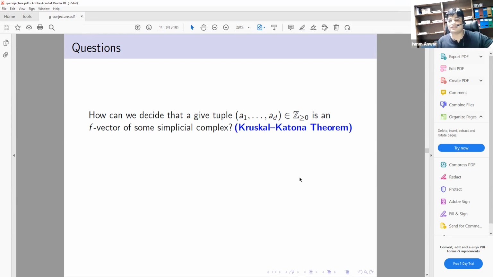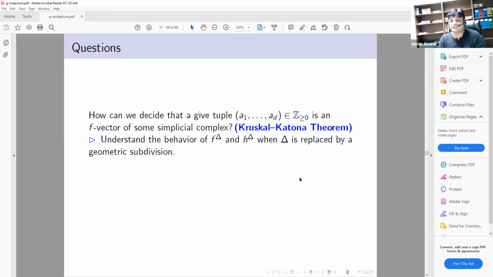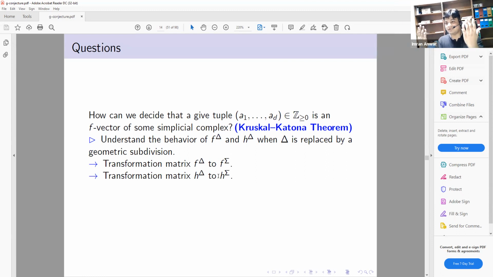And this question was answered by Kruskal and Katona. I mention this particular result to show you what kind of questions can arise from a very simple setting, which I explained just now. The second question which can arise: I have a simplicial complex, and then I have a subdivided simplicial complex. What will be the relation between the F vector and H vector when I move from a simplicial complex to its subdivision? Practically it means: what will be the transformation matrix which transforms this F vector into this F vector? Similarly, what will be the transformation matrix which transfers this H vector into this H vector?